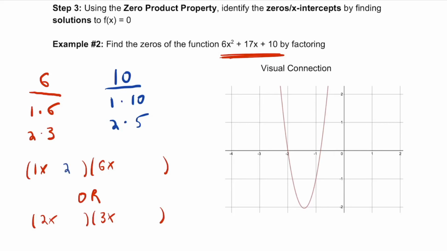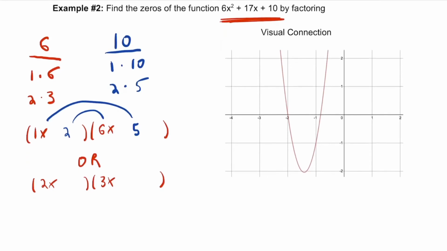Let's try 2 and 5. 2 times 6 is 12. 5 times 1 is 5. So we have 12 and 5 to make 17. That ends up being correct. So we finish this off. F of x is equal to 1x plus 2 times 6x plus 5.